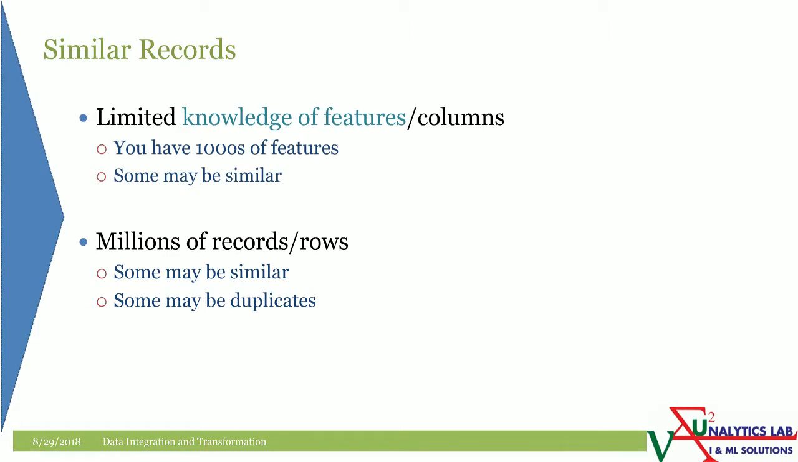Okay, so similar records. Whenever you are integrating data from different sources, you will have similar records that could exist in the data. When I say similar records, there may be similar features or columns that exist in different databases. Since you have hundreds and thousands of features and columns, some of them may be similar. So why do you want to keep all the similar features in the database? How can we identify that they are all similar? And of course, you have millions of records, and some of them may be similar, some may be exactly the same, a duplicate. This is what we refer to as similar records, and this is the challenge you face whenever you integrate different data sources and do data integration.